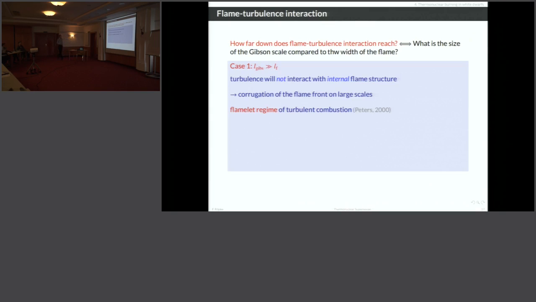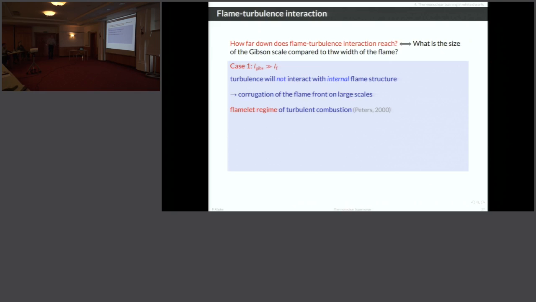Well, we have in principle two cases. One case is that the Gibson scale is larger than the flame width. So if the Gibson scale is larger than the flame width, it means that turbulence will not interact with the internal structure of the flame. So that means it will still corrugate and wrinkle the flame as a whole structure.